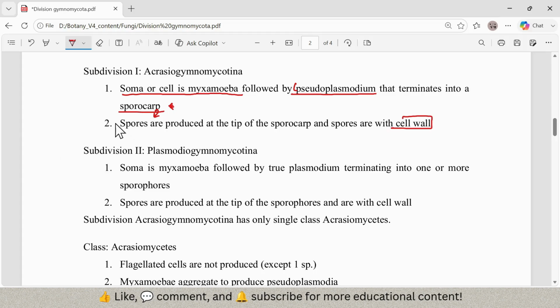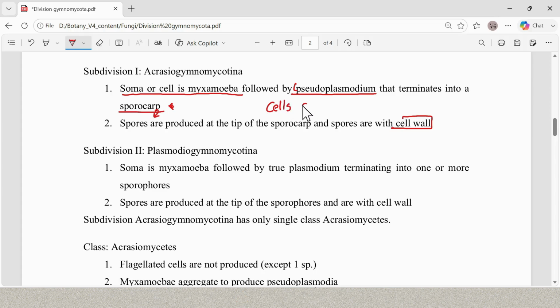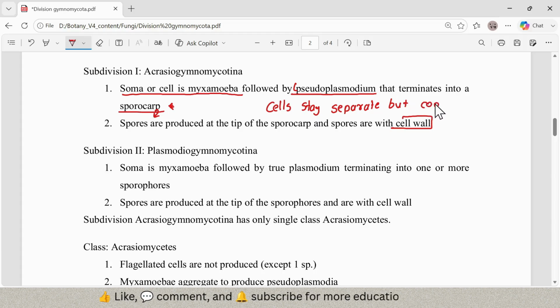So here the key point is what? Cells, that is myxamoebae, they stay separate but cooperate. It means the plasmodium is what? It is a pseudoplasmodium.